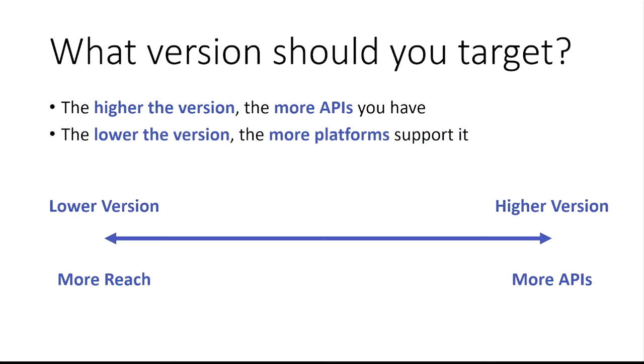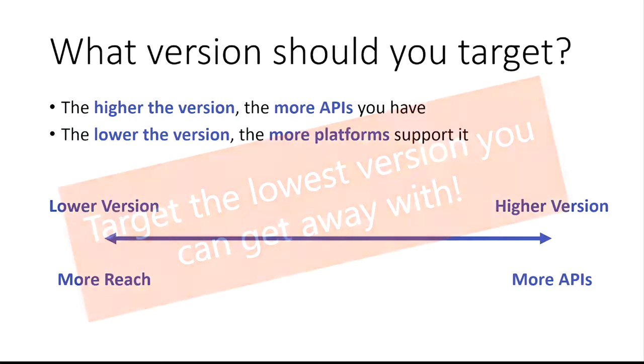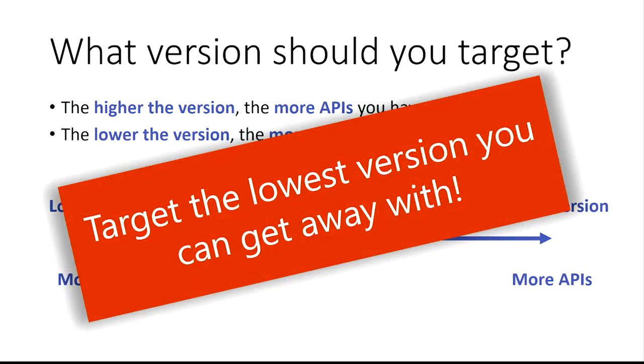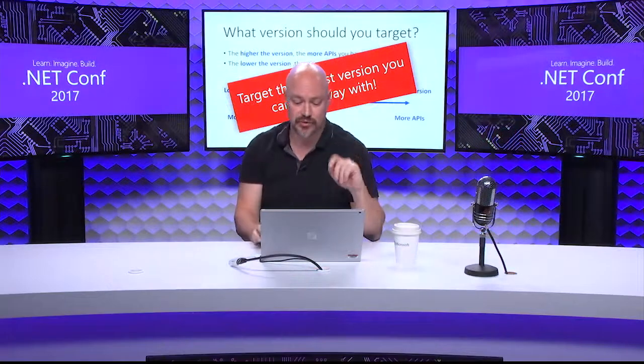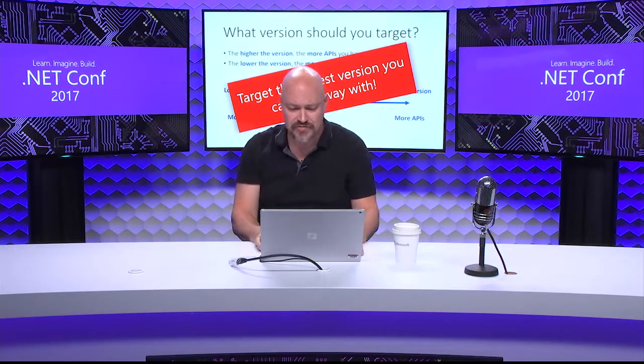And so in order to decide, you look at either, do I need these APIs? Okay, this is the level of .NET Standard I'm going to support. Or you say, I want the broadest possible coverage. I'm going to target the lowest possible .NET Standard, and I will use fewer APIs then. So basically, you want to target the lowest version you can get away with. So we've got a few ways that you can look at this.